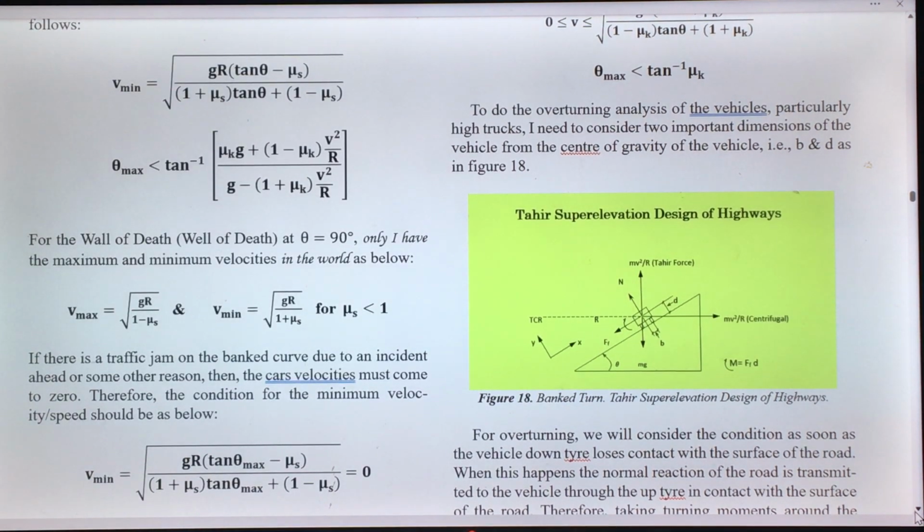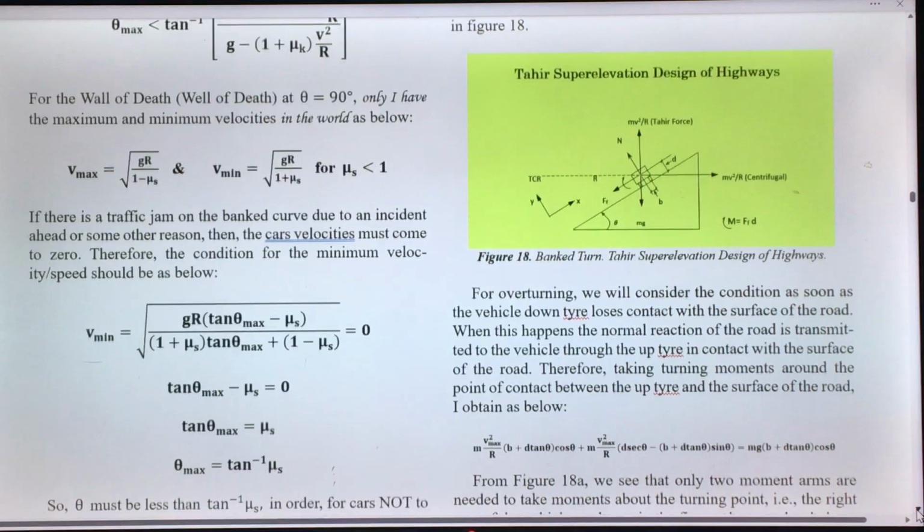Okay, so to do the overturning analysis of the vehicles, particularly high trucks, I need to consider two important dimensions of the vehicle from the center of gravity of the vehicle. That is B and D in figure 18. So B is half of the width of the car between the tires, and D is the depth of the center of gravity of the car from the ground, from the super elevation, from the surface of the road.